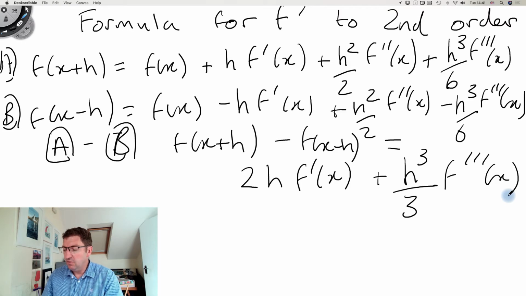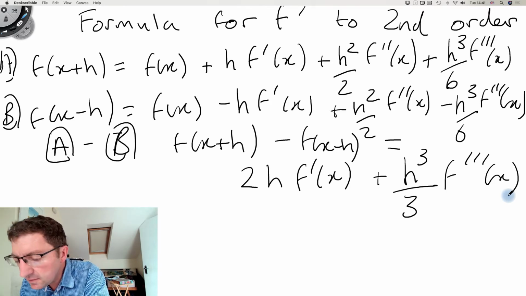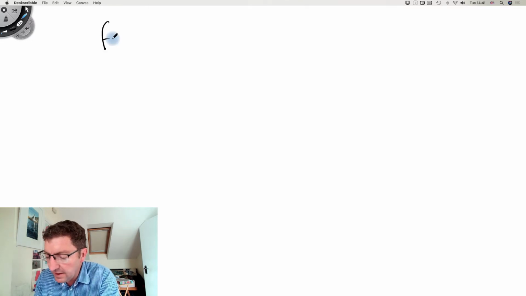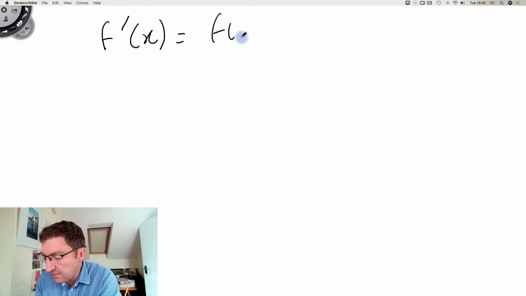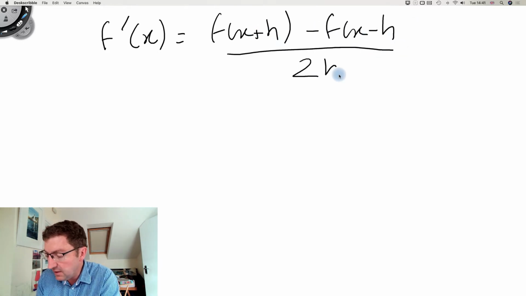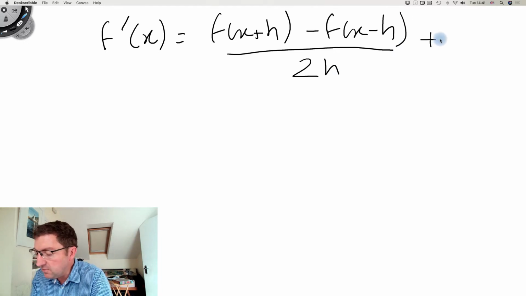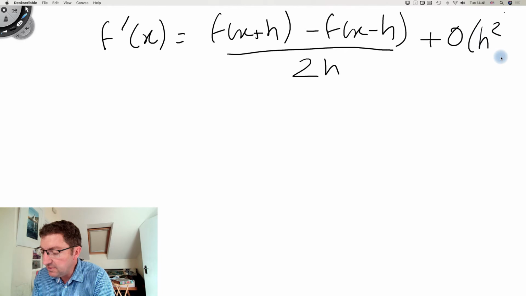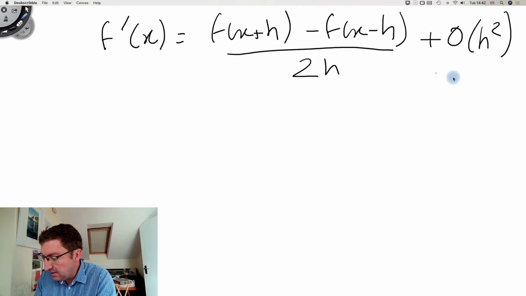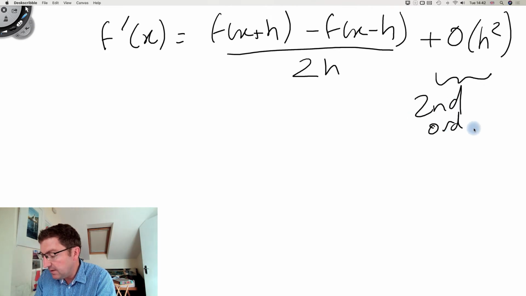So we're going to rearrange this and divide through by h. So let's do that. We then end up with f prime of x equals f of x plus h minus f of x minus h divided by 2h plus order h squared. So the h cubed term divided through by h gives you an h squared term. So what we've got is a second order accurate term.